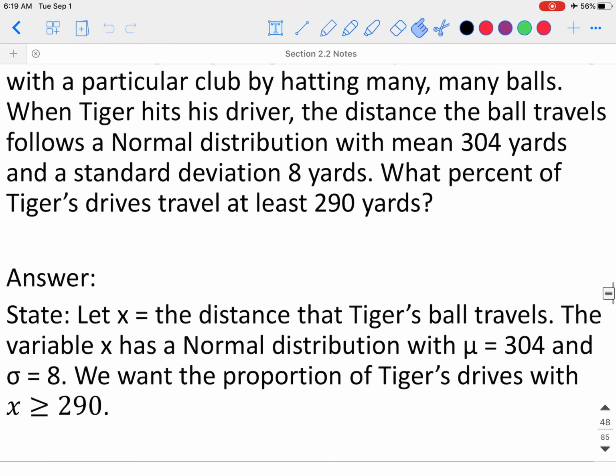So we're going to let x equal the distance that Tiger's ball travels. The variable x has a normal distribution with a mean of 304 and a standard deviation of 8. We want to know the proportion of Tiger's drives where x is greater than or equal to 290.